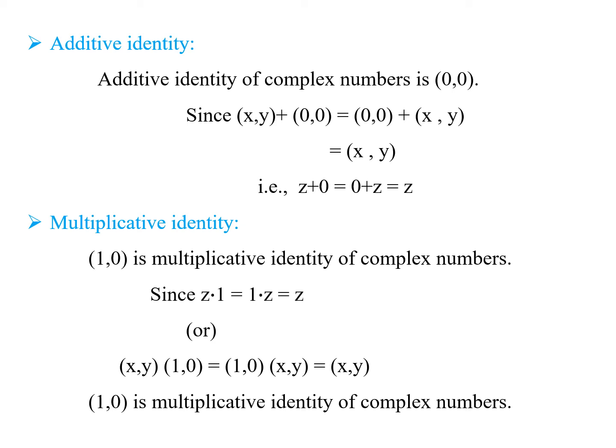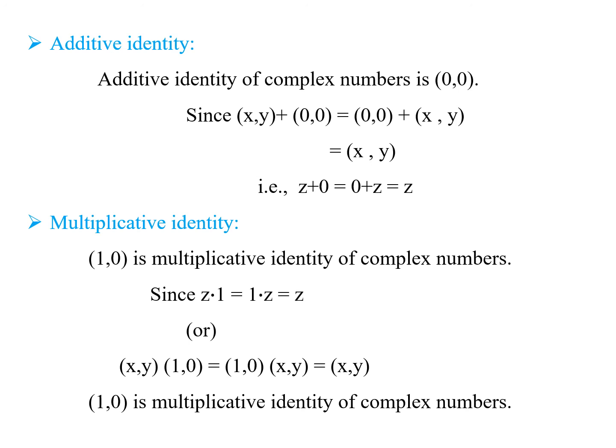Similarly, the multiplicative identity for complex numbers is (1, 0). The ordered pair (x, y) times the ordered pair (1, 0) equals (1, 0) times (x, y), which equals the ordered pair (x, y). For this we use the multiplication of any two complex numbers. What is the multiplication of two complex numbers? z1 times z2 equals (x1 x2 minus y1 y2, x1 y2 plus y1 x2).